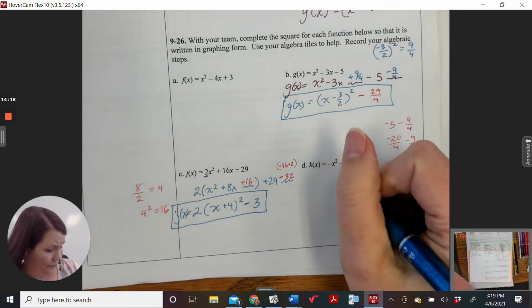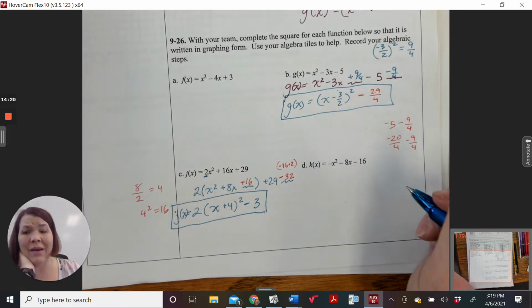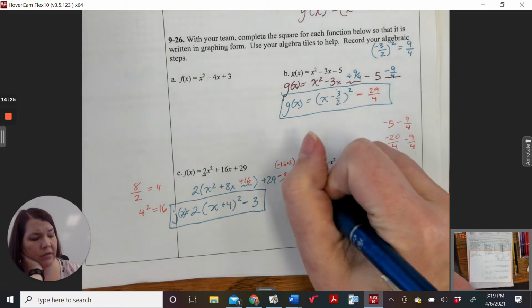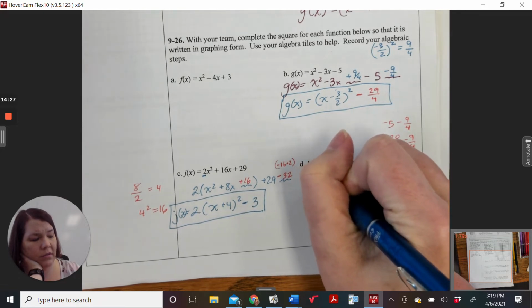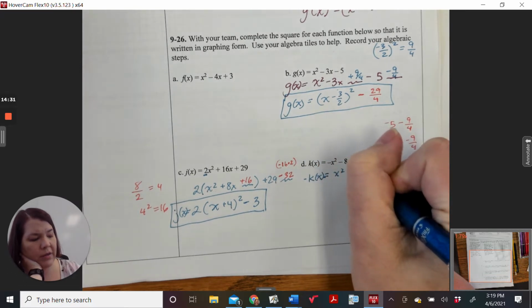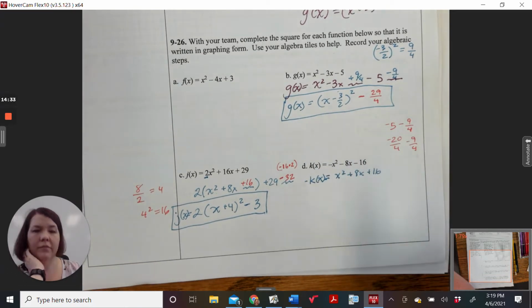On D, I might take that -x right out first and move it to the other side. So then I change all the signs to make that easier. So go ahead, see what you can come up with.